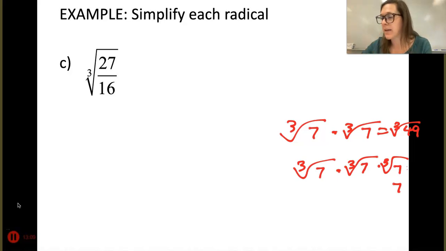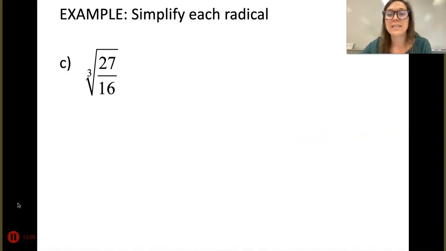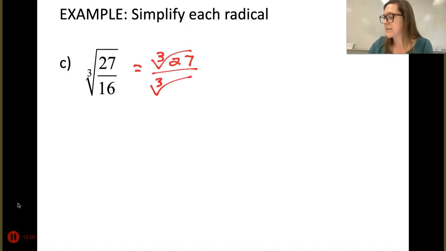Okay, so keep that in mind: if my index is 3, I need a set of 3. If my index is 4, I need a set of 4. If my index is 2, then I need a set of 2. Okay, so let's go ahead and simplify these. I have a cube root of 27 over the cube root of 16.